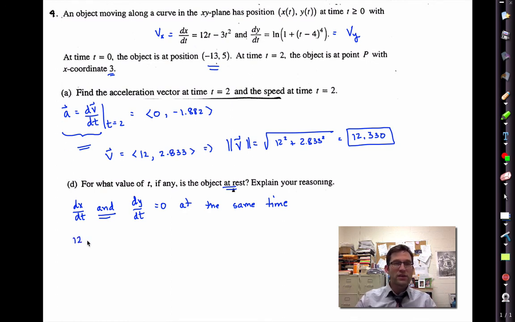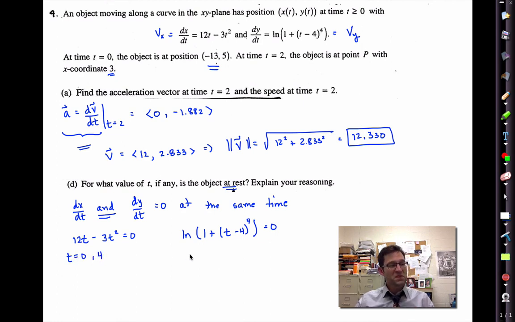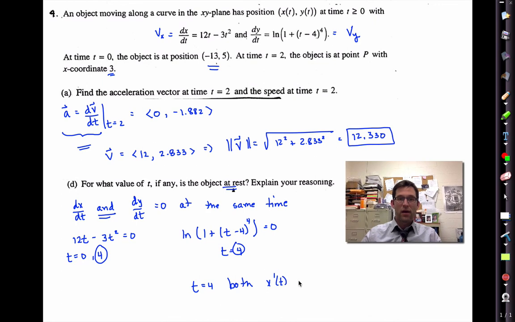So what we're really doing is simultaneously solving these two equations. Both of these equations can be solved algebraically. This one's pretty easy. At 0 and 4, this is true. This one is a little bit harder to solve algebraically, but you could. And eventually what you'd find is that t equals 4 is a root. Because of that, we can say that at t equals 4, both x prime of t and y prime of t are equal to 0.